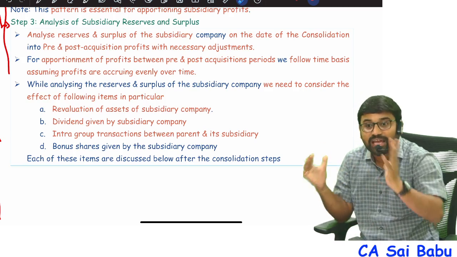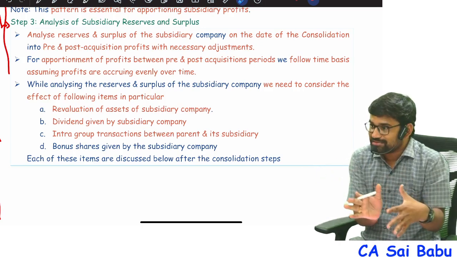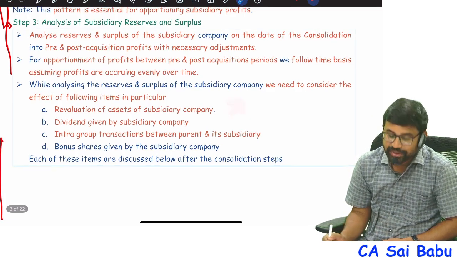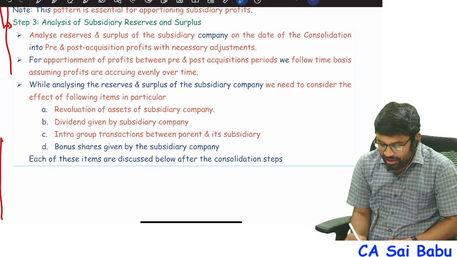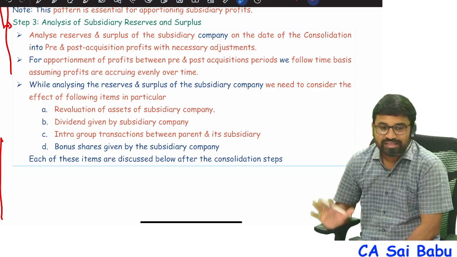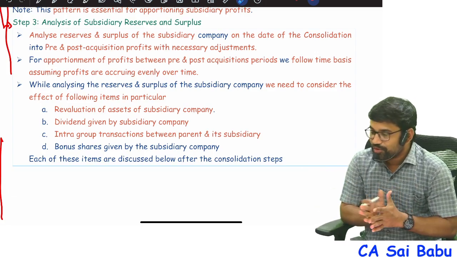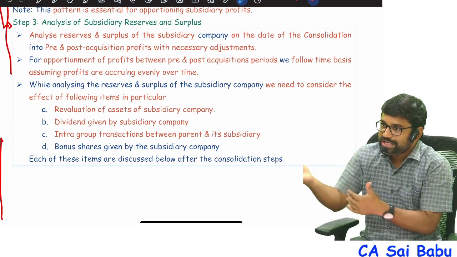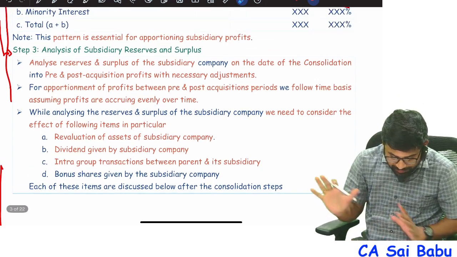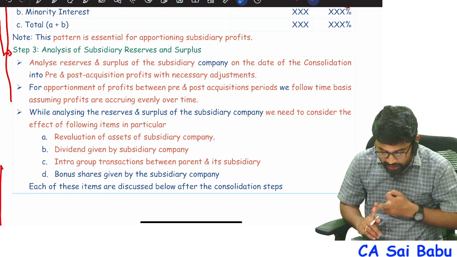These three are the highlights of this chapter. Each can be asked as a separate question. In the big question, generally you will find either a revaluation of assets adjustment, or dividend adjustments, or intra-group transactions between parent and subsidiary. These are the adjustments you usually find in big question sums. After the discussion, you can go and check the previous exam question papers. I will explain these revaluation of assets, dividend given by subsidiary, and intra-group transactions also.